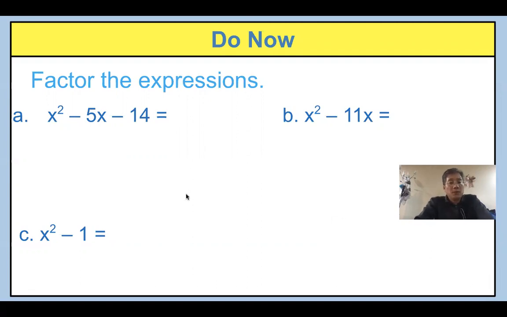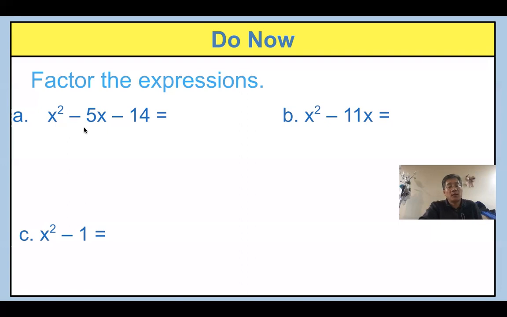So we know to find the factors, we should find the pair factors of this C, right? C is negative 14. So pair factors are 1 and 14, and 2 and 7. Only two options. Then when you add the two numbers, one of them must be negative because when you multiply, it becomes negative. And then when you add them, it should give negative 5.